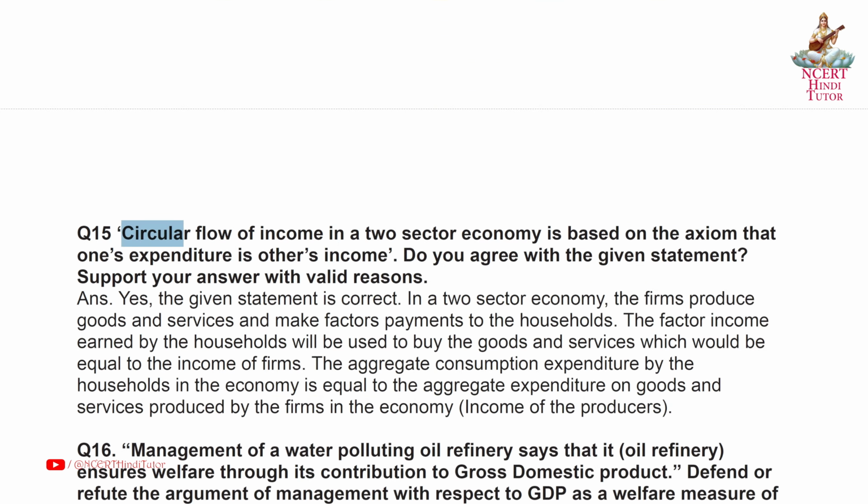Question 15. Circular flow of income in a two-sector economy is based on the axiom that one's expenditure is others' income. Do you agree with the given statement? Support your answer with valid reasons. Answer. Yes. The given statement is correct.